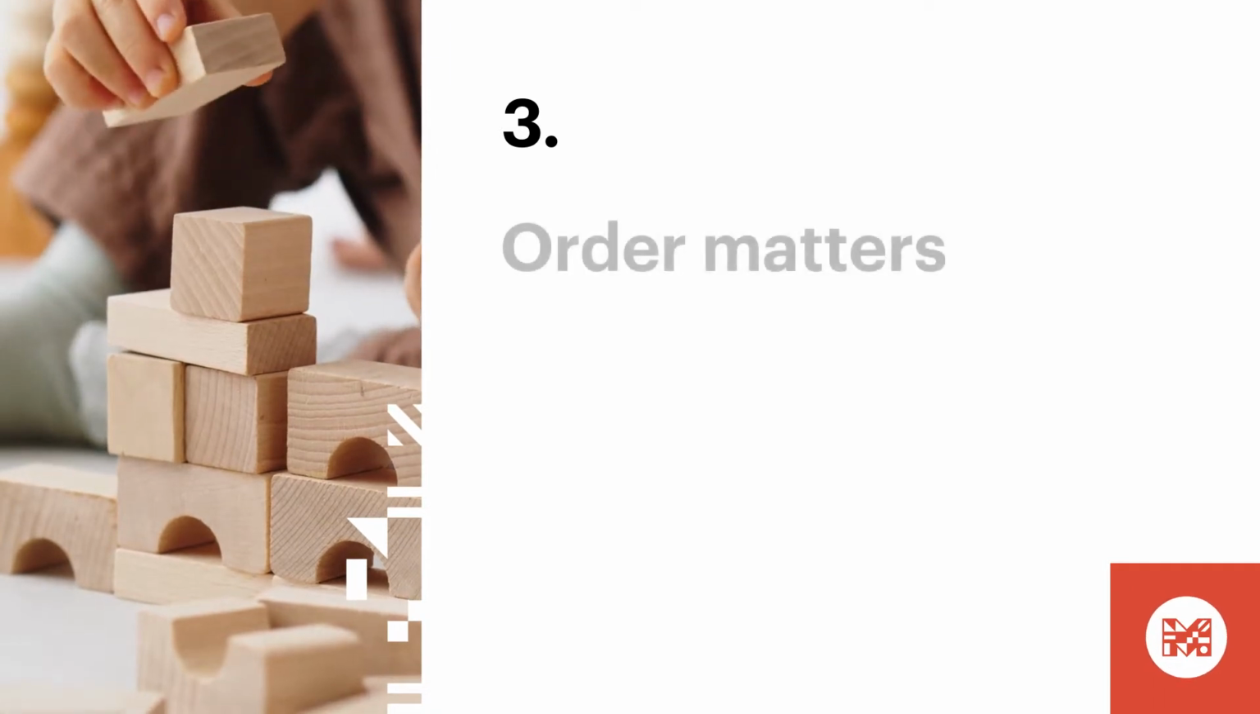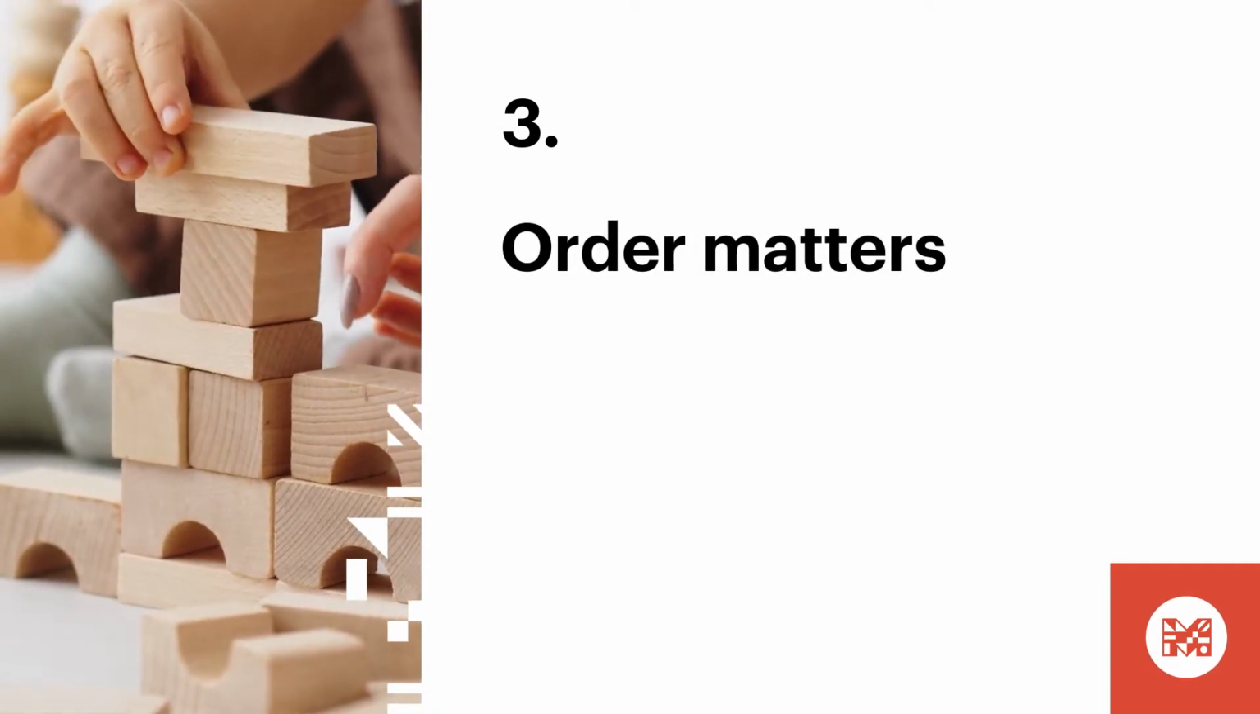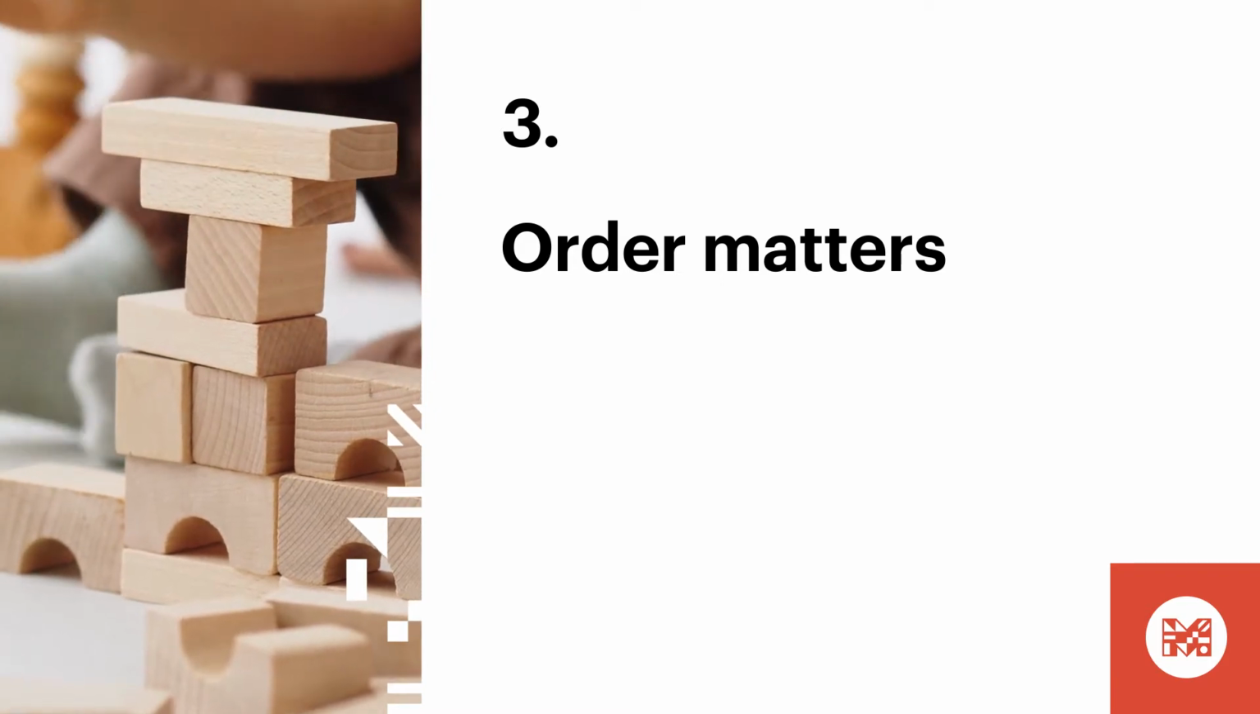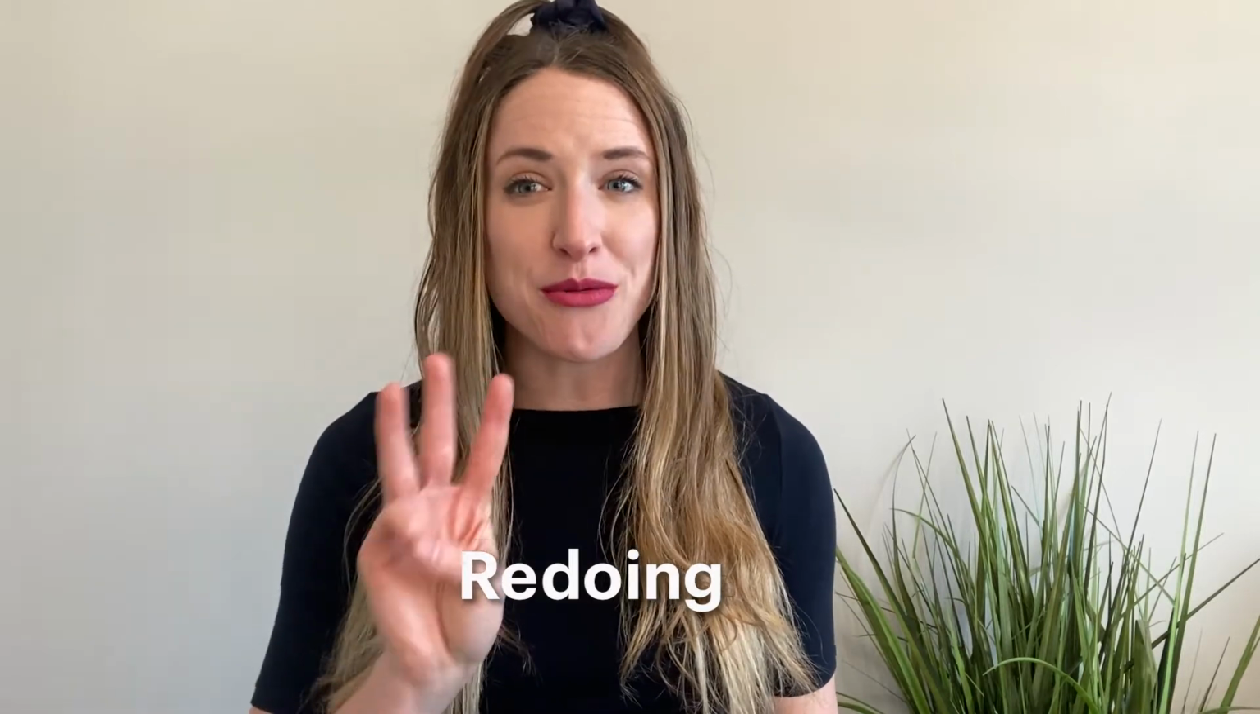Okay, number 3, order matters. When a word has multiple morphemes, that's when morphological ordering rules come into play. Take the English word redoing, for example. It has 3 morphemes.